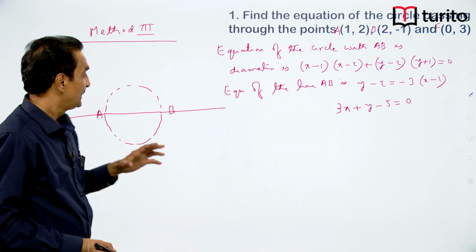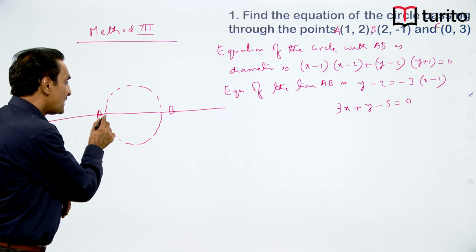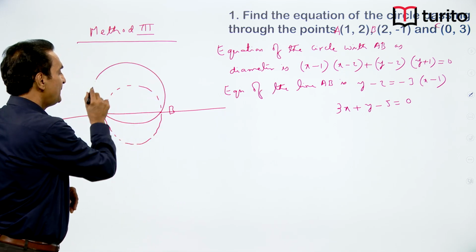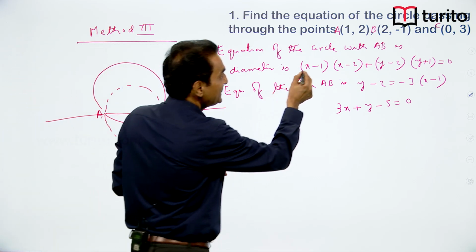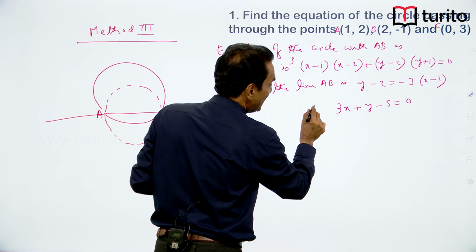Now, any circle passing through A and B will be in the form of S plus lambda L is equal to 0. So, this is S and this is L.